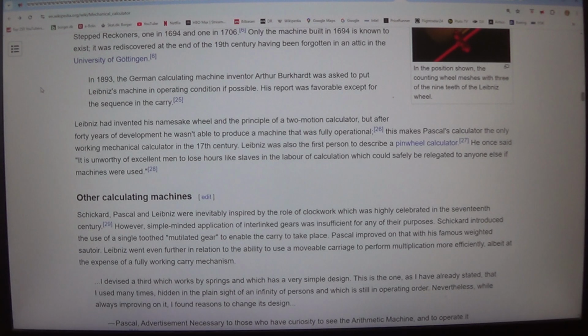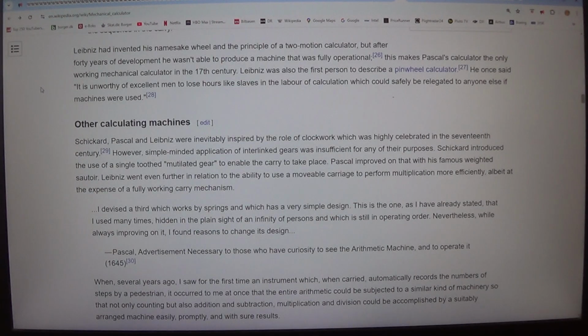Leibniz had invented his namesake wheel and the principle of a two-motion calculator, but after 40 years of development he wasn't able to produce a machine that was fully operational. This makes Pascal's calculator the only working mechanical calculator in the 17th century. Leibniz was also the first person to describe a pinwheel calculator. He once said, "It is unworthy of excellent men to lose hours like slaves in the labor of calculation which could safely be relegated to anyone else if machines were used."